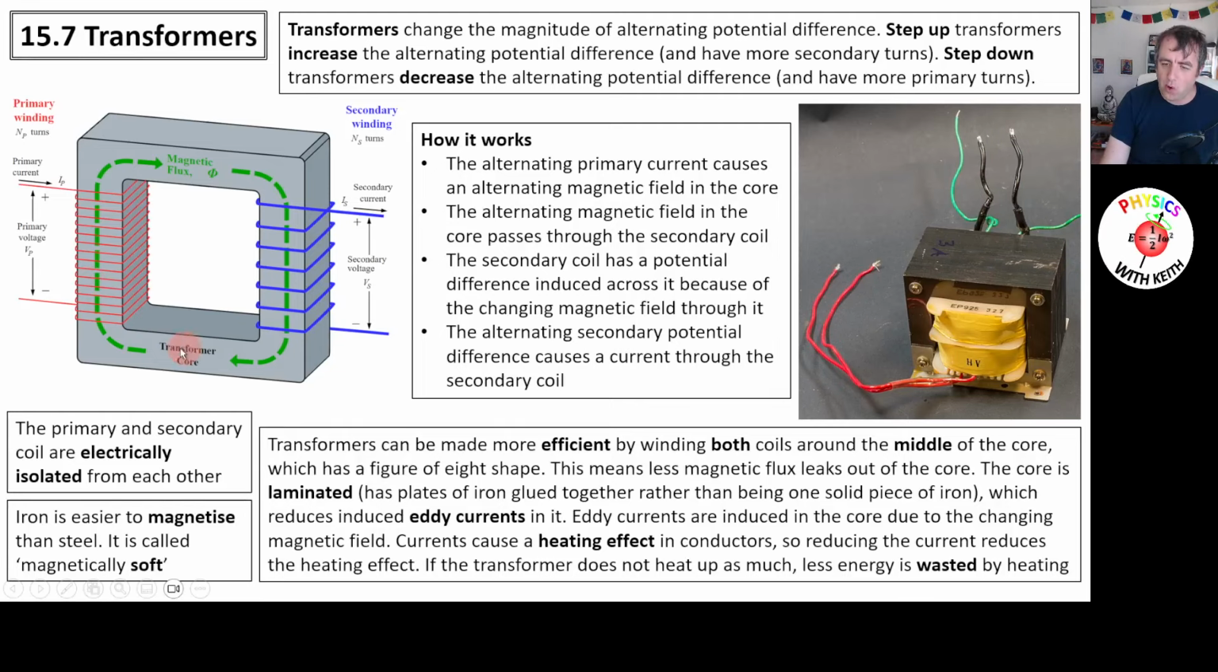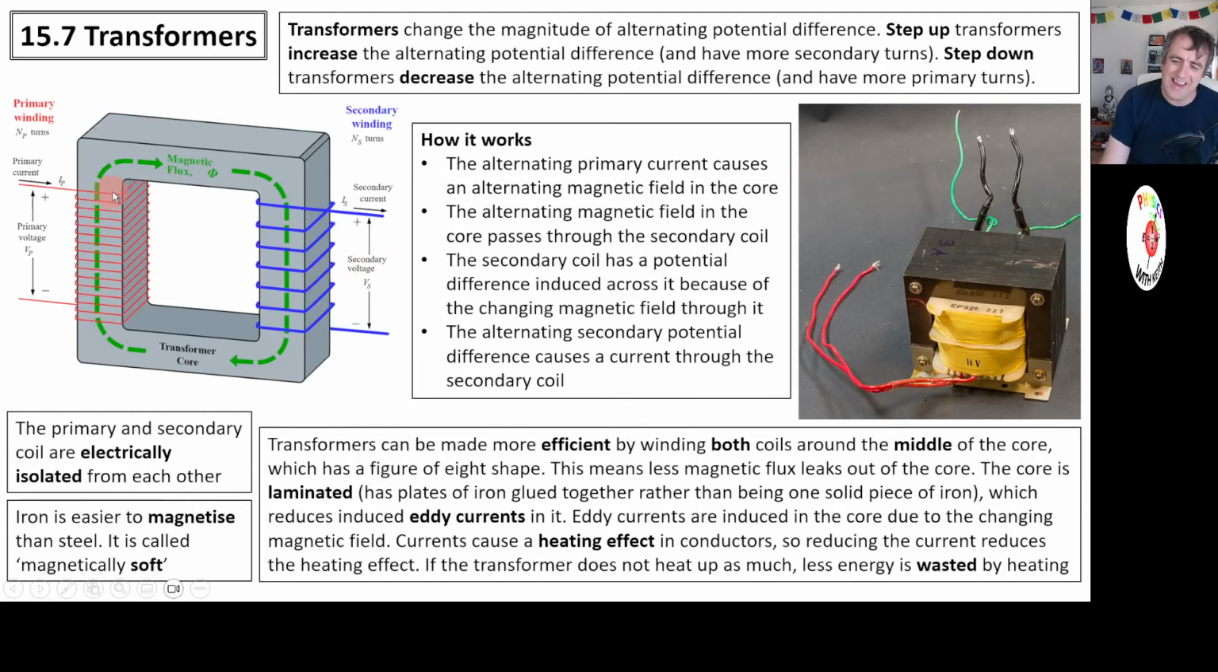The core of the transformer is made out of soft iron. The soft iron core becomes magnetized and therefore strengthens the magnetic field around it. So the magnetic field follows the core around in this shape. In real transformers, we wouldn't do them this shape. We'd actually make them a sort of figure 8 shape and put the windings, the wires, all around the middle bit. This is fine for a school demonstration, though.